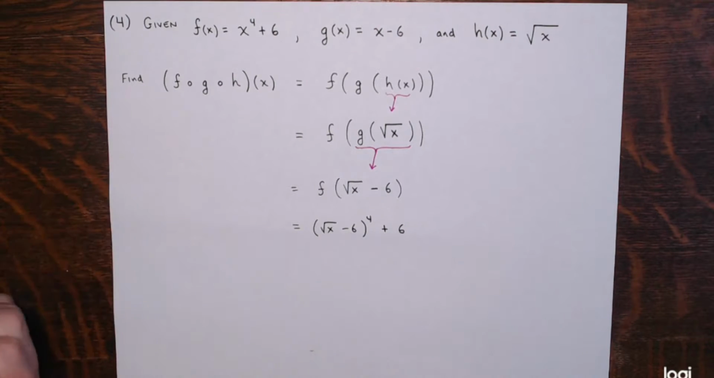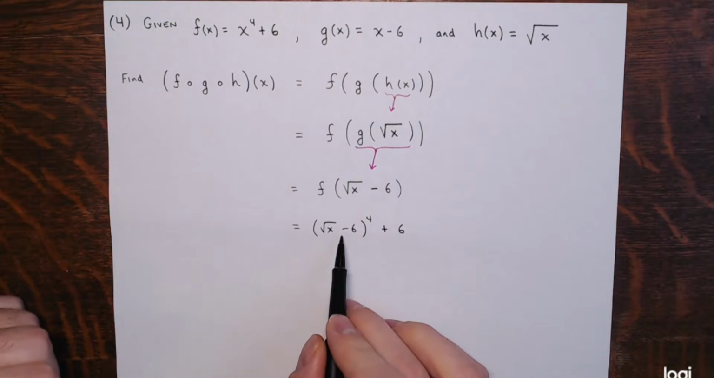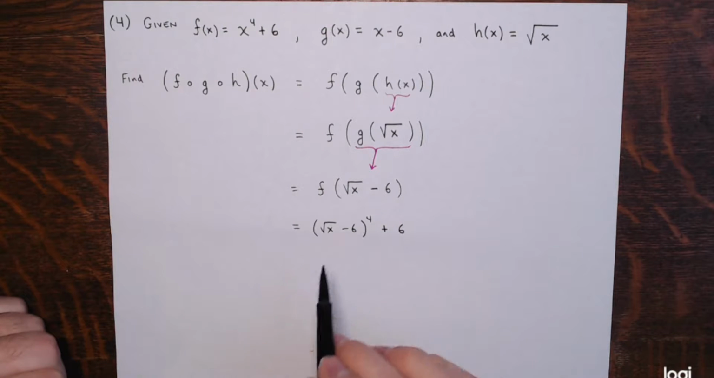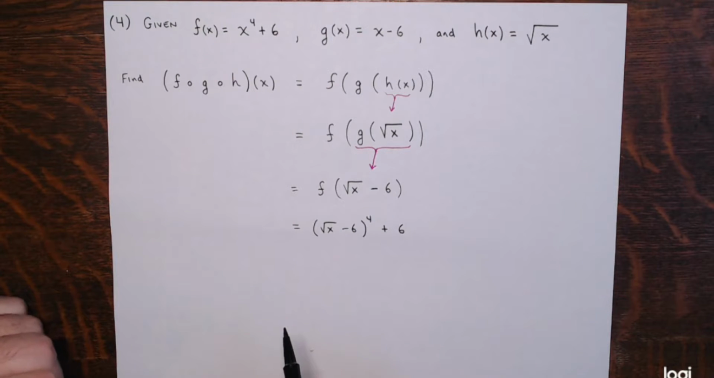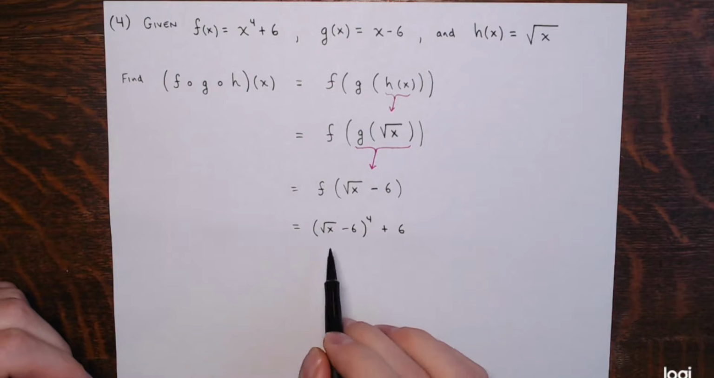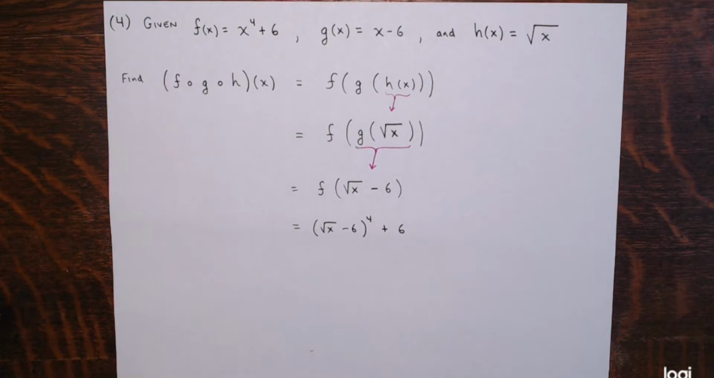Alright, and that's as good as I'm getting. Now you can expand this. You can take the square root of x minus 6, to the 4th power, multiply it by itself 4 times. That would just take a while. Or if you know the binomial theorem, you can expand this pretty easily. But this is the way I'm leaving it.